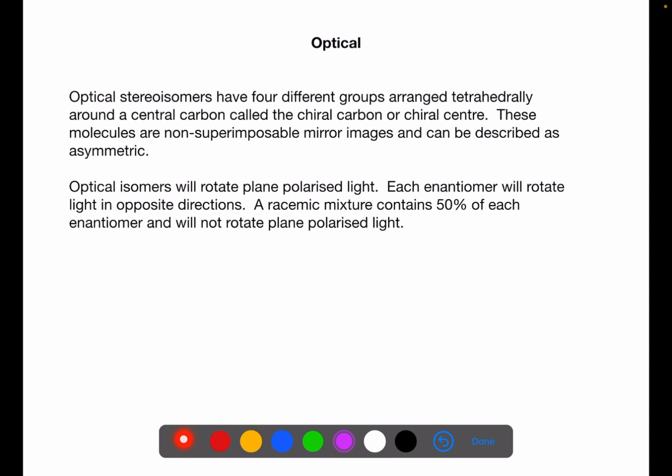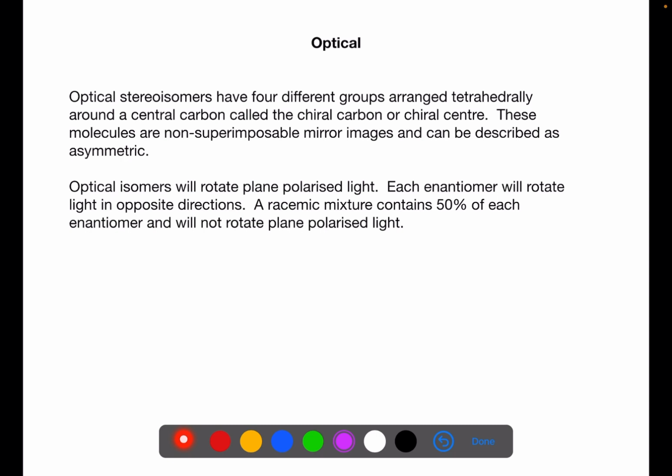Optical isomers are called optical isomers because they rotate plane polarized light. So this is just light where only one plane of light has been selected, and you can then rotate that using the isomers and measure it. Each enantiomer will rotate the light in opposite directions. One will rotate to the left and one will rotate to the right. They will rotate by the same angle. If you have a racemic mixture, this means you have 50% of each of the enantiomers, and therefore it won't rotate the plane polarized light, because one will be rotating perhaps 10 degrees to the left, the other 10 degrees to the right, so then they end up just being back at zero.